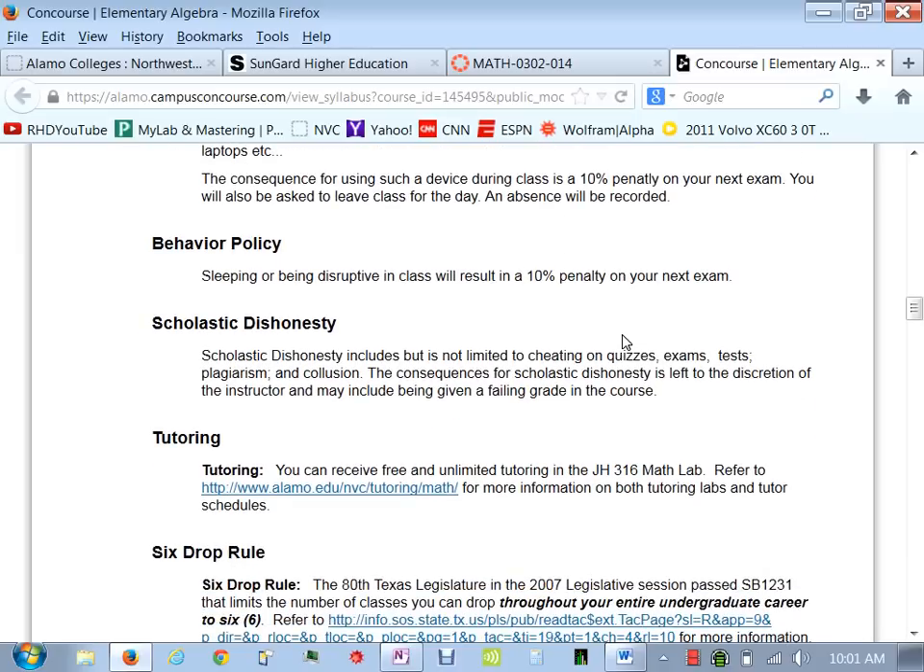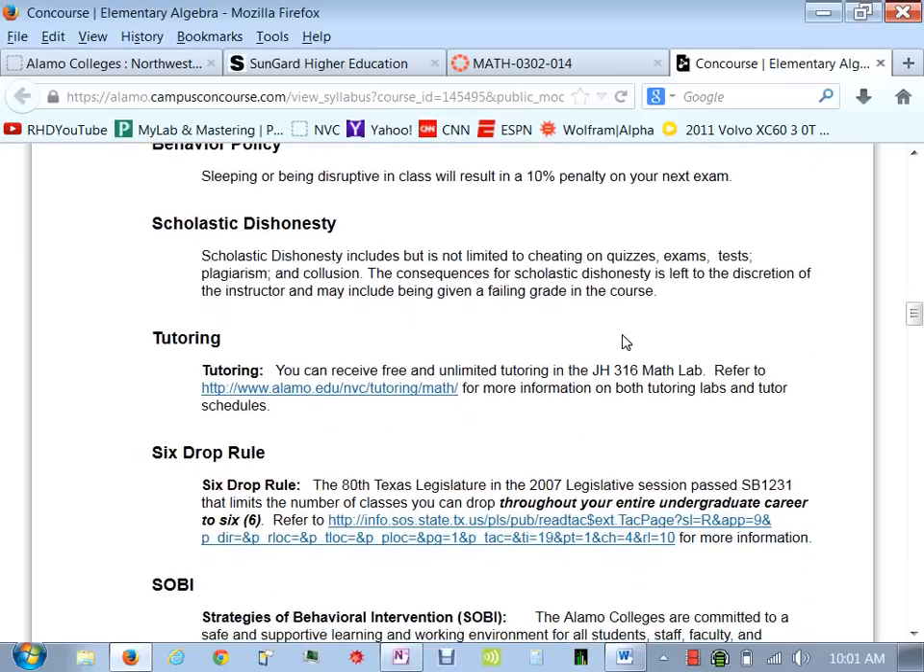All right, scholastic dishonesty. This has to do with cheating. So it says here, the consequences of scholastic dishonesty is left to the discretion of the instructor, may include being given a failing grade in the course. For me, cheating, it doesn't really matter if it's a quiz or a test, it's all the same to me. It's just about integrity and just whether or not you're that type of person or not. So, I've had people that get so anxious. They're like top students, great students.